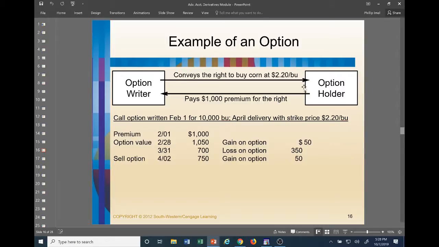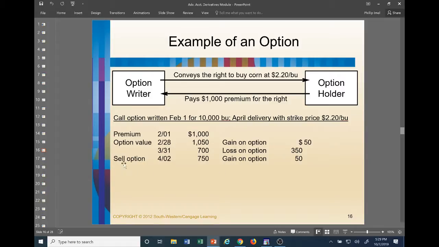So let's look here. Once again, we know on 2-1, we paid the premium of $1,000 right here for the right of that option. The option value at the end of February, as it said, was $1,050. So obviously we bought in at $1,000, so the gain on the option is going to be $50 here, the difference between $1,050 and $1,000. What about the end of March? It says at the end of March, it was worth $700. So in this case, we had a loss on the option of $350. Obviously, the difference between $1,050 and $700 is $350.